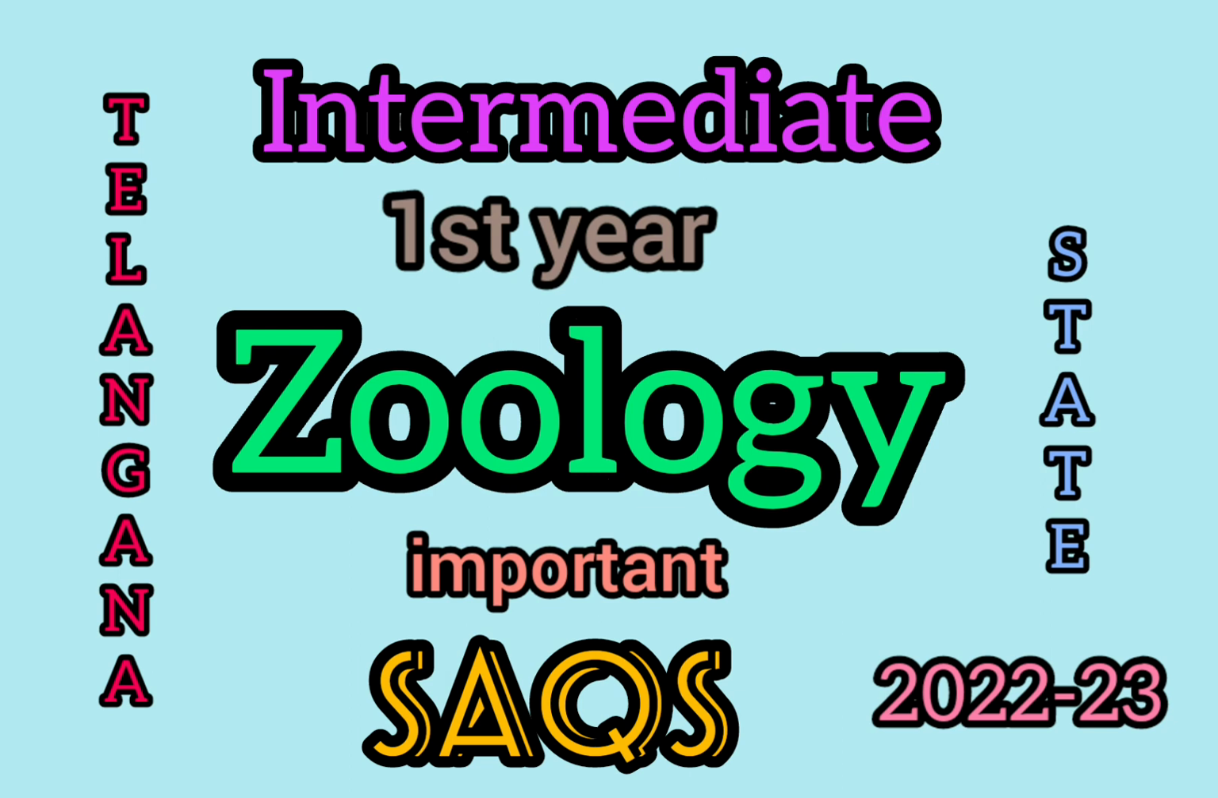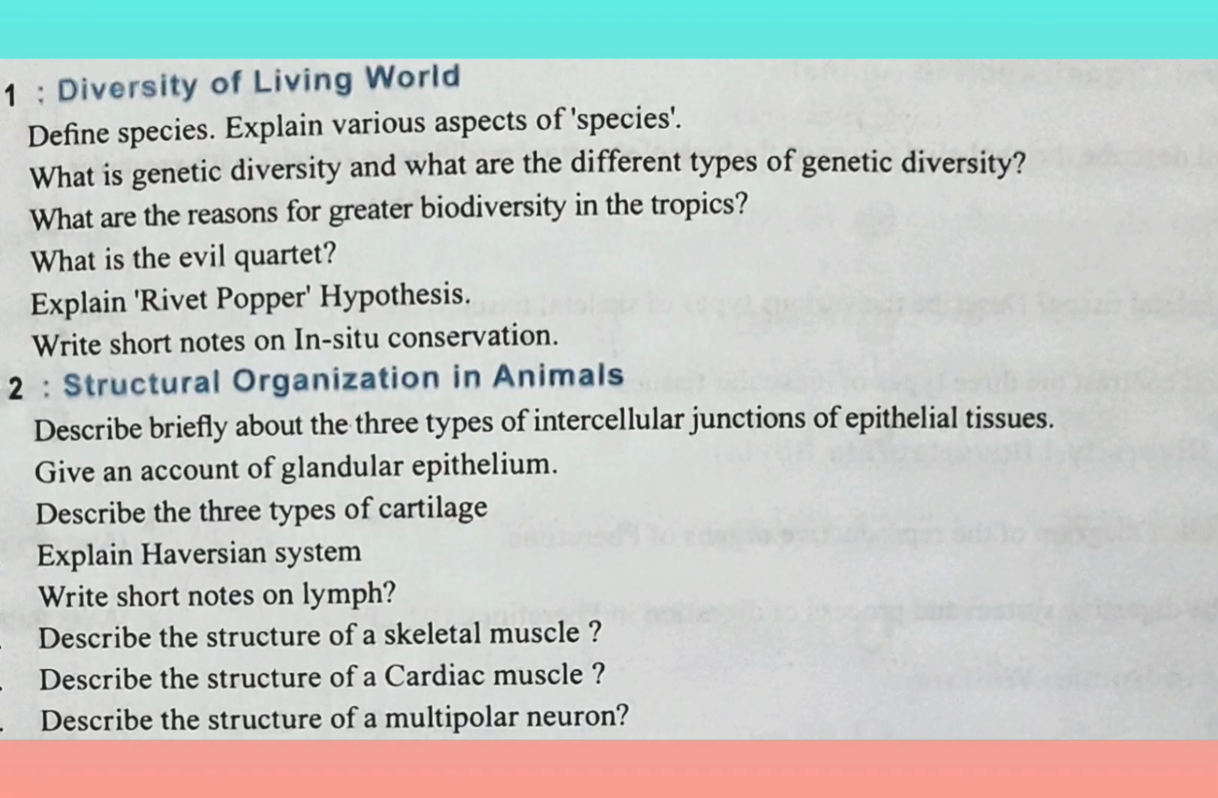As intermediate final exams are coming nearby in March, let us see today the important concept for first year BiPC students, that is zoology short answer questions chapter wise important list. Okay students? Now let us see the important questions from first chapter, Diversity of Living World.